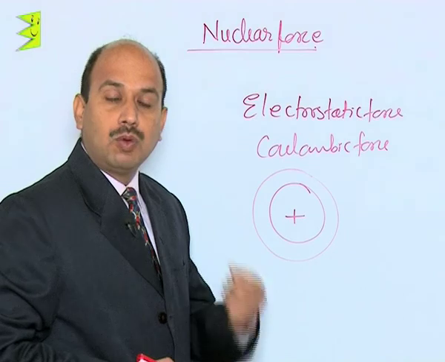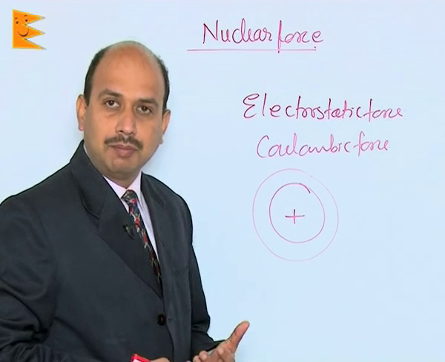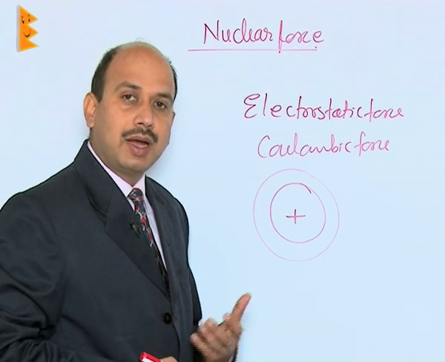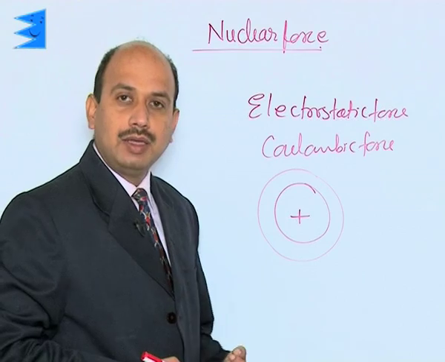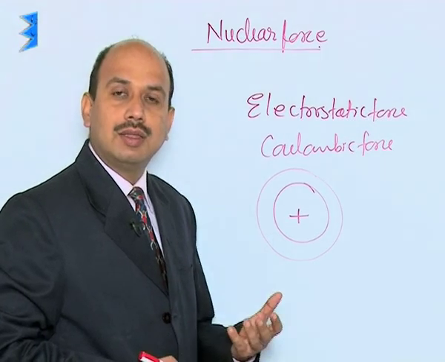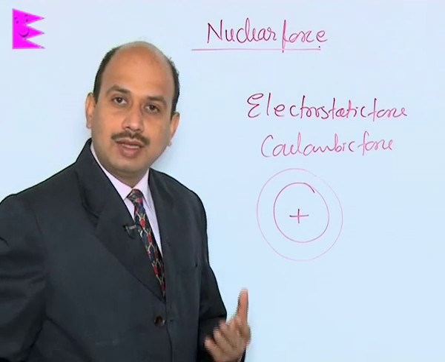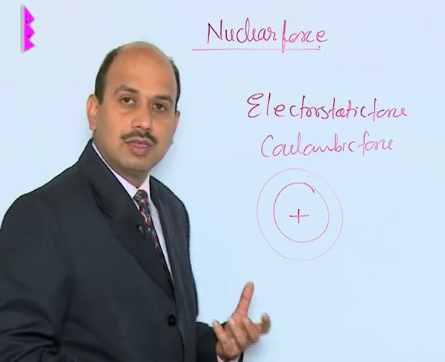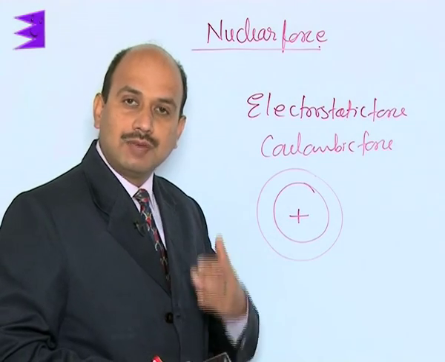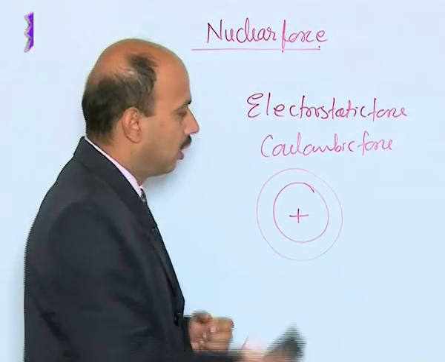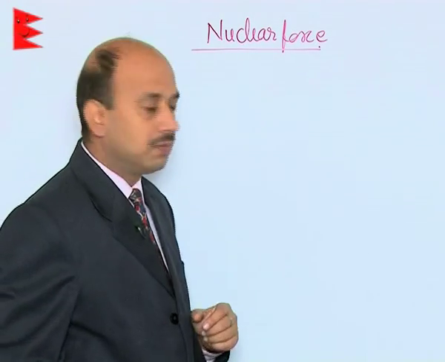But if you look at the nucleus, we have seen the graph of binding energy per nucleon with the mass number. In that graph, I have seen binding energy per nucleon is very high for iron, and the binding energy of the nucleon is higher than the binding energy of the electrons. Obviously, the force acting inside the nucleus is much stronger than the electrostatic force or the Coulombic force acting between the nucleus and electrons. So here we are going to discuss the concept of the nuclear force.